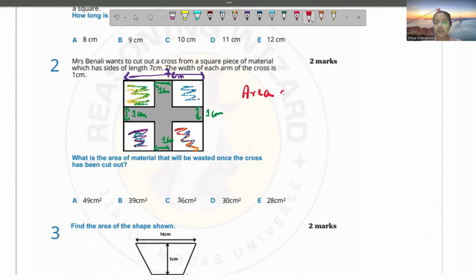First, I will calculate the area of a square. Now, what is the area of a square? Side times side. Everyone knows this formula, side times side. So here the side is given to us, which is 7.